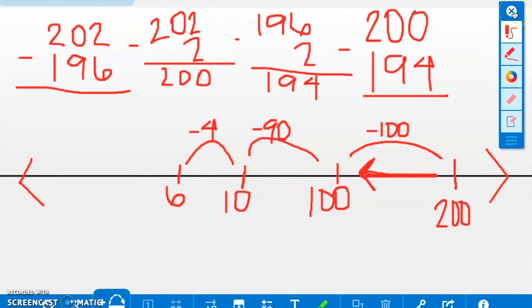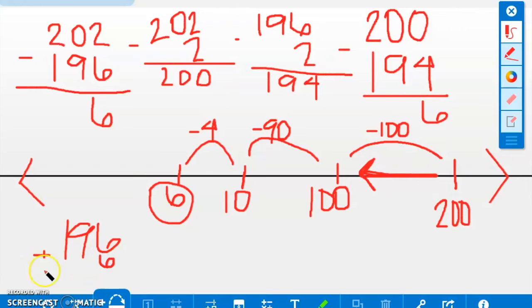So 6 would be your answer. And if you wanted to check this, going back to the original, then you could just say, you could take your 196 and add 6 to it and get 6 and 6 would give you 12.